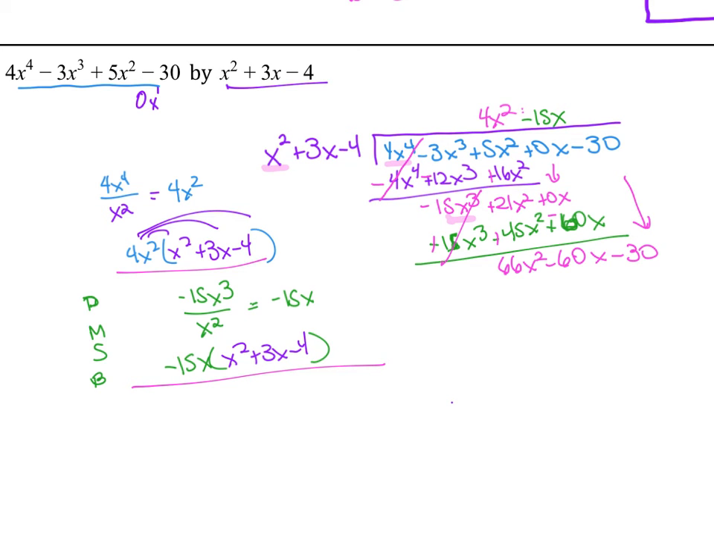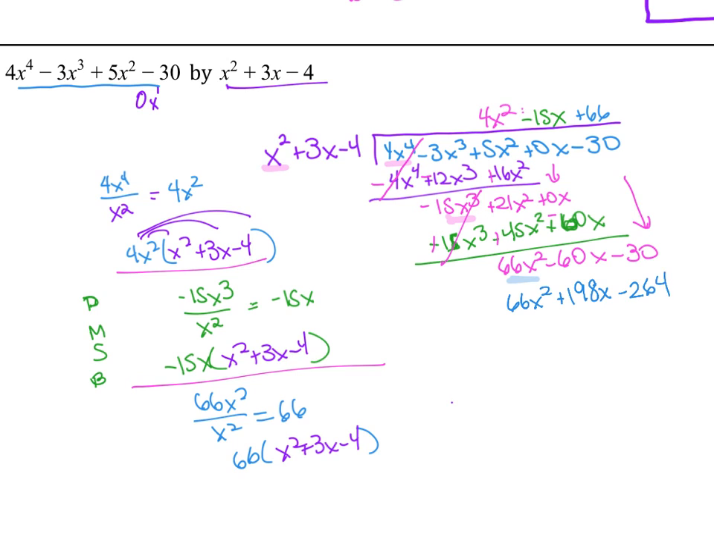Then we repeat the process one more time. So again, the 66x squared over the x squared. So 66x squared over x squared is 66. So positive 66. So let's multiply 66 times the divisor of x squared plus 3x minus 4. So we have 66x squared plus 198x, right? So you would really want to write that out. And then 66 times negative 4, you would get a negative 264.